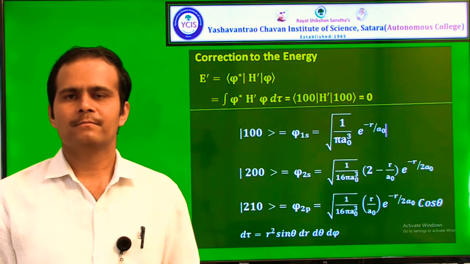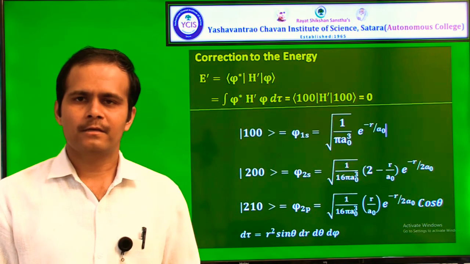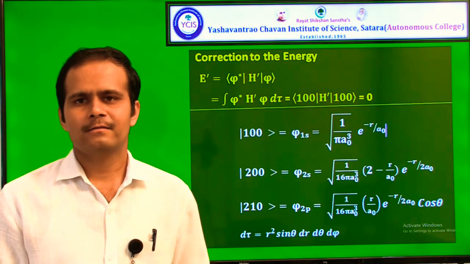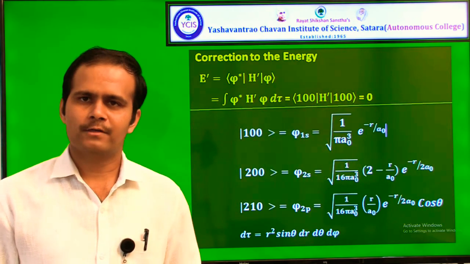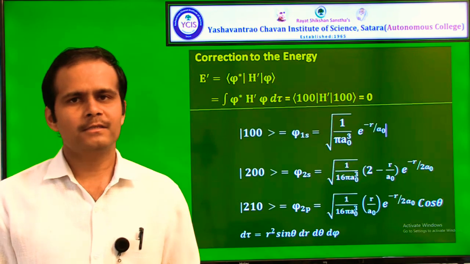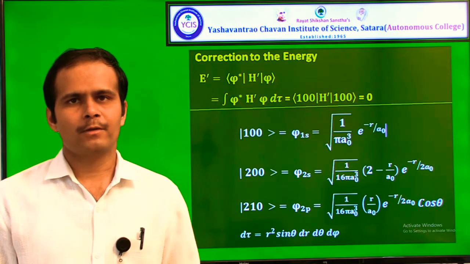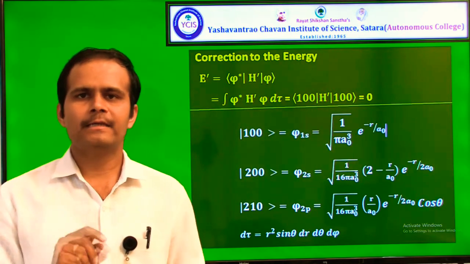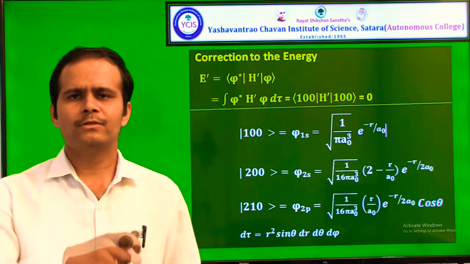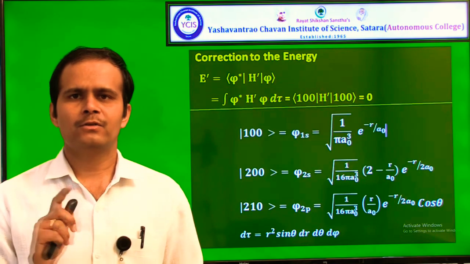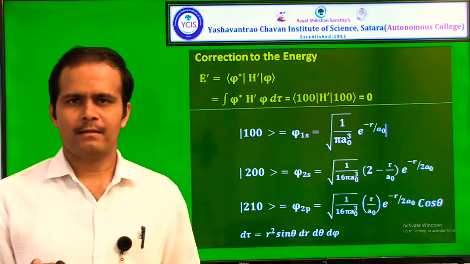Here you can observe the 1, 0, 0 state. You can observe the 2, 0, 0 state. Here there is the 2, 1, 0 state. For those states we have different wave functions. So we can use these wave functions to solve our problem. We have E dash equal to integration of psi star H dash psi d tau. So we can use this psi for 1, 0, 0, that is for n, L, ml.